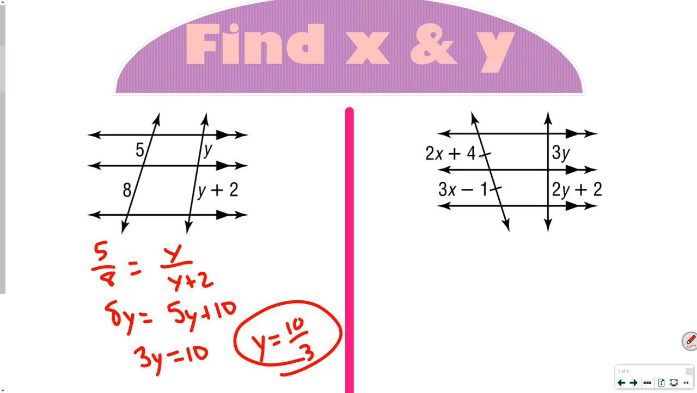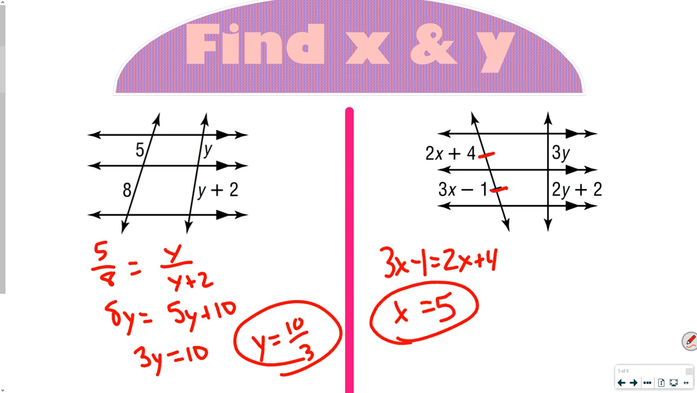Notice here we have our three parallel lines, but these parts are equal. So I can say 3x minus 1 is equal to 2x plus 4. Subtract the 2x is 1x, add 1 is 5. Once again, if things are proportional and these parts are equal, that means these parts need to be equal as well. So 3y is equal to 2y plus 2. Subtract the 2y, and y is equal to 2.